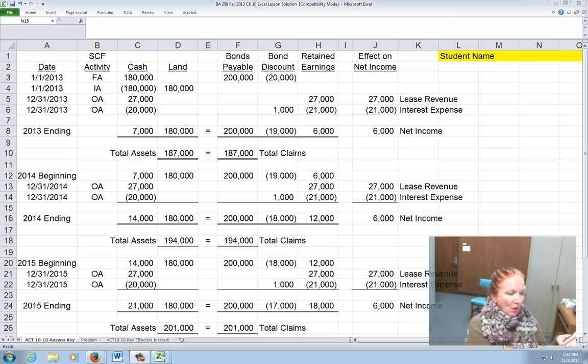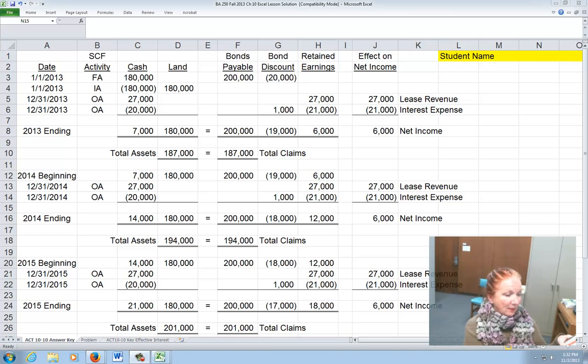Set up the following horizontal statement model on a blank spreadsheet. The statement of cash flow activity column is for the classification: operating, financing, or investing activities. So on December 31st, enter the effects of 2013 transactions. Assume that both the interest and lease payments occurred December 31st. Notice that the entry for the lease has already been entered.